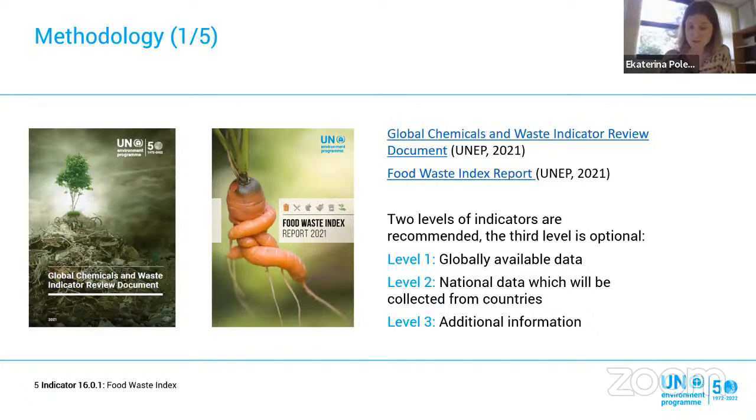According to the methodology, 2 levels of indicators are recommended with an optional source level. Level 1 reflects global indicators that are based on globally available data from modeling. Level 2 reflects national indicators that are based on national data, which will be collected from countries. Next slide, please.